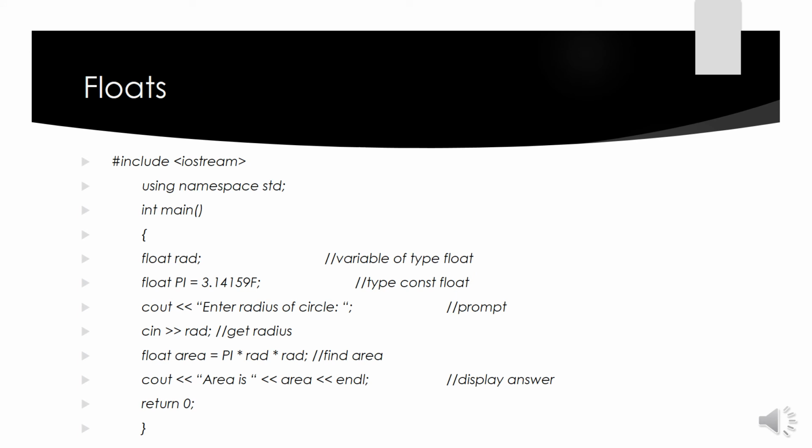Floats have both an integer part, to the left of the decimal point, and a fractional part, to the right. There are three kinds of floating point variables in C++: type float, type double, and type long double.